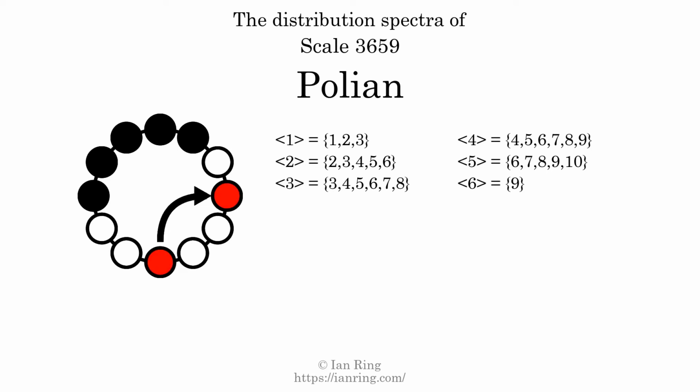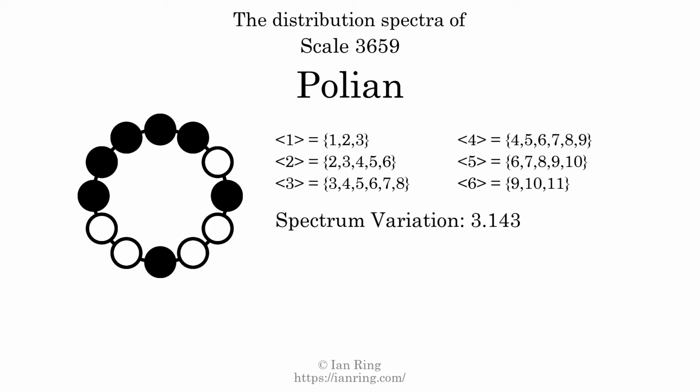9 semitones, 10 semitones, and 11 semitones. The spectrum width of this generic interval is 2. The spectrum variation is the sum of all the widths divided by the number of tones. The spectrum variation of this scale is 3.143. Since the variation is greater than 0, this indicates that the scale is not perfectly even.